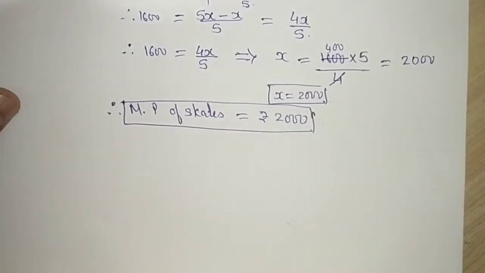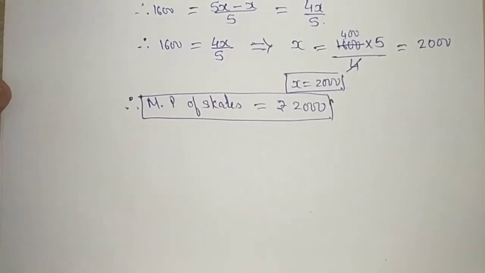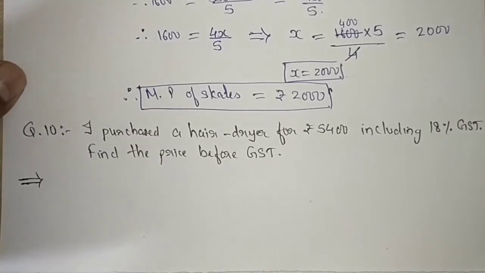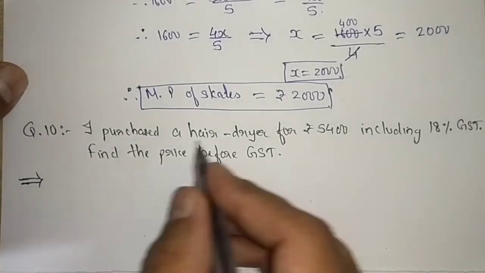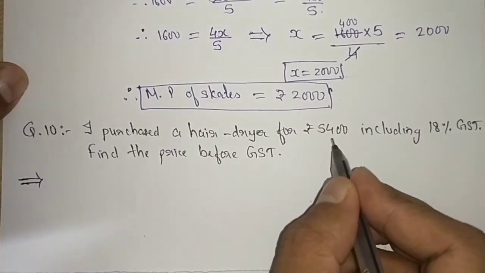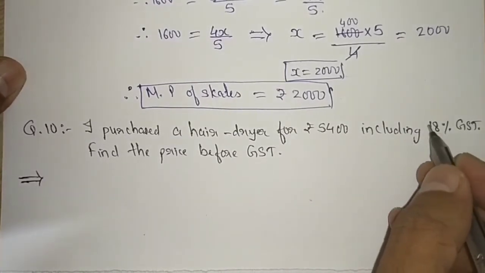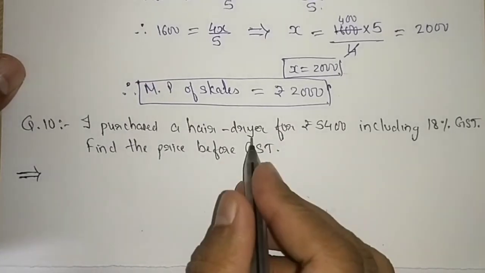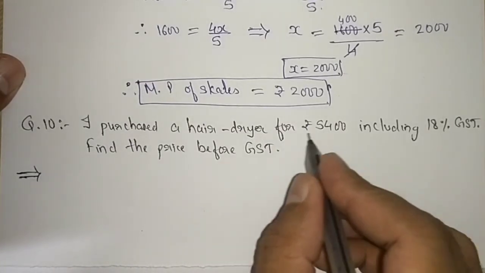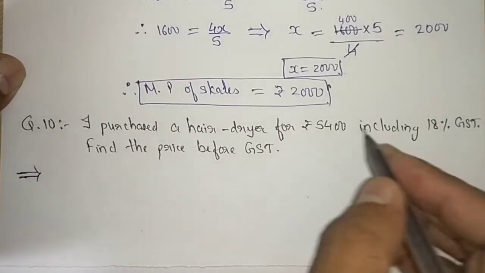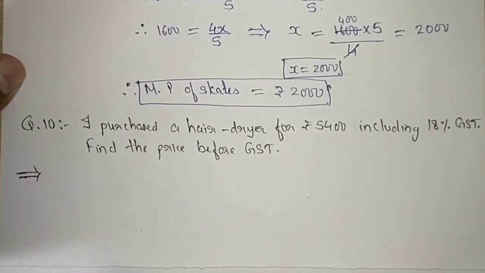Now moving to question number 10. Let me first write it down. Question number 10 says, I purchased a hair dryer for rupees 5400 including 18% GST. So I have bought a hair dryer. That means the rupees 5400 at which I have taken the hair dryer includes 18% GST.